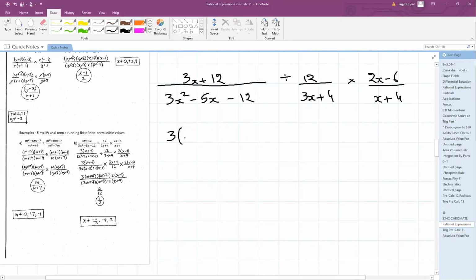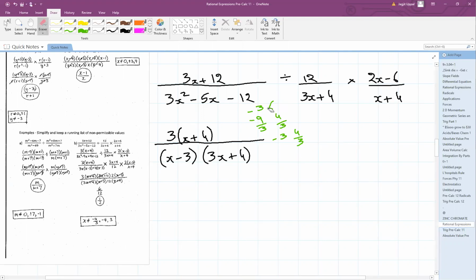So we're going to factor everything out. From here, we factor the 3 out. We get 3 times x plus 4. From the bottom, we can do 3 times negative 12, which gives me minus 36. You got to find two numbers. When you multiply them, you get minus 36. When you add them, you get minus 5, which is going to be minus 9 and 4. But there's a 3 in front, so we need to divide it by 3. We get minus 3 and 4 over 3. So at the bottom, we're going to have x minus 3. And the 3 from 4 over 3 is going to land in front of x, and that's going to become 3x plus 4. Okay. So that's that.